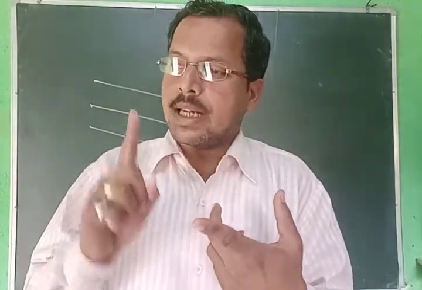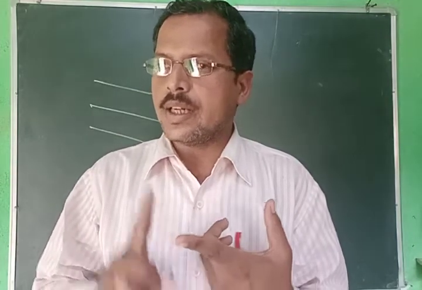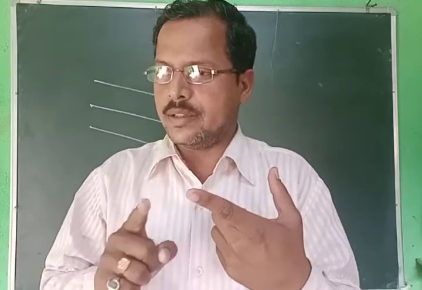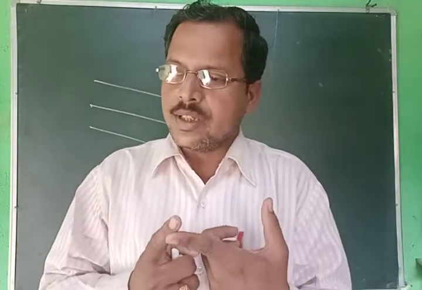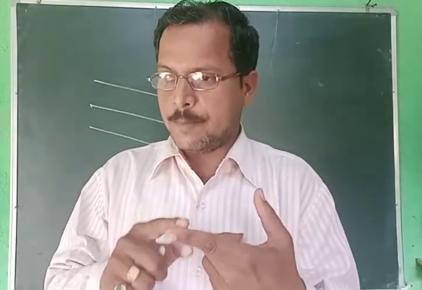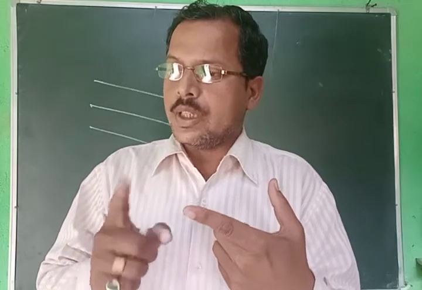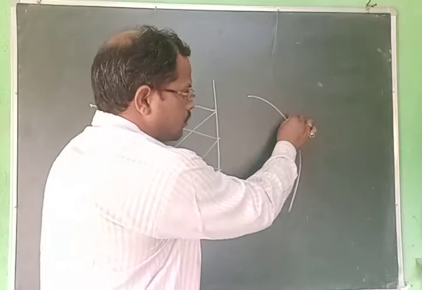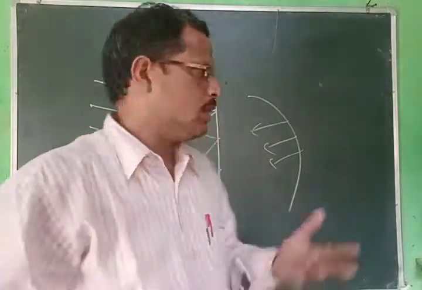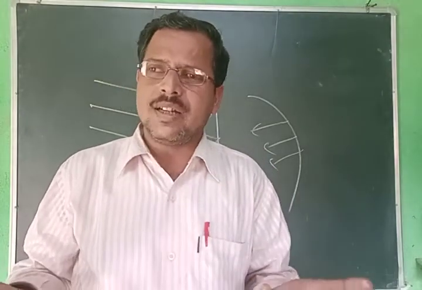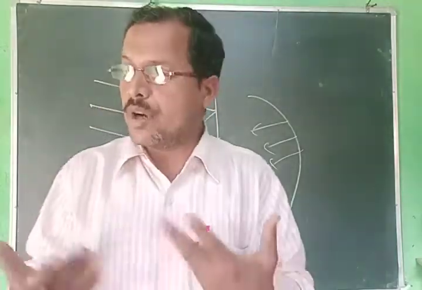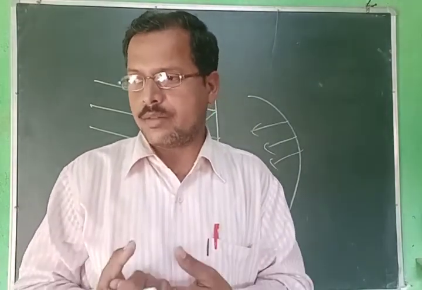When light gets reflected from the concave part of a mirror, that is the bent-in part, and the center of the curvature, the center of the sphere, is in the front side of the reflecting part, then it is said to be a concave mirror, or we say a converging mirror.